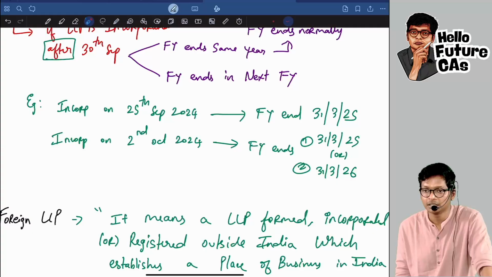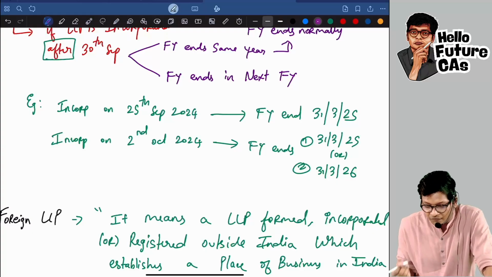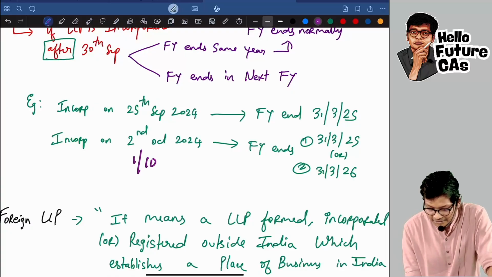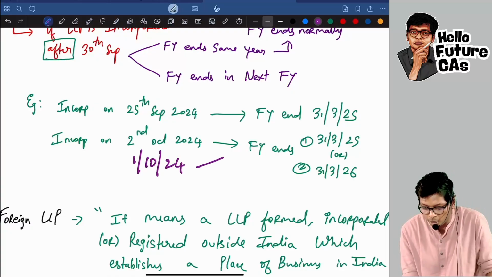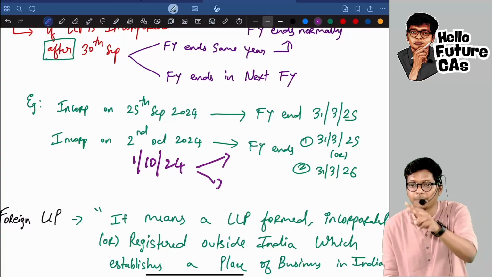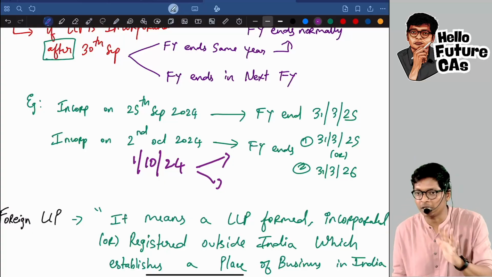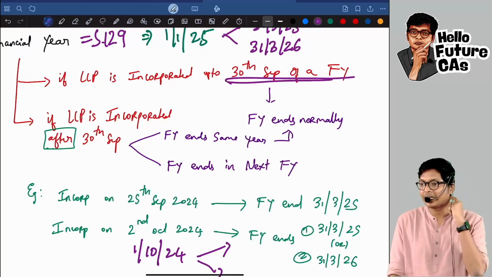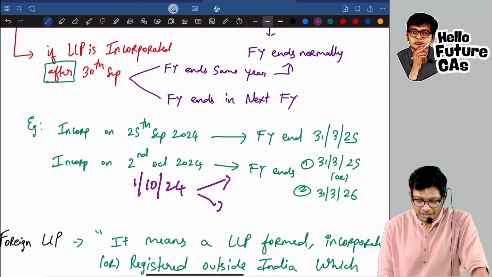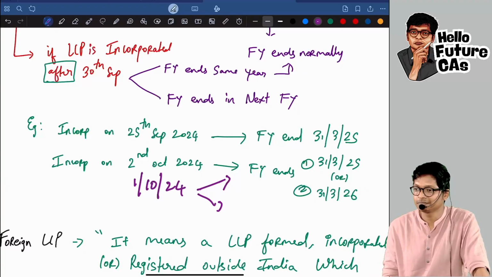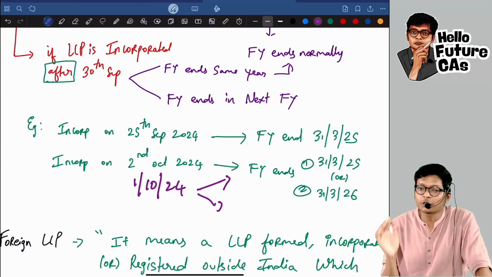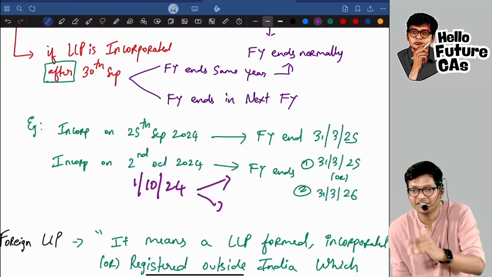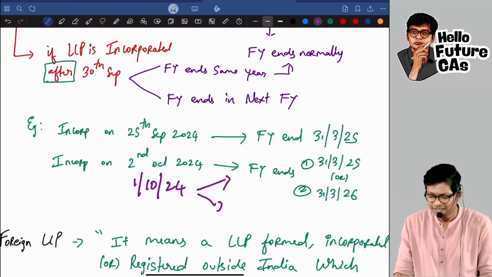Are you getting it? That means what is the cutoff date for me to exercise the option? In other words, from 1st October 24 onwards, you have the double option. But here they don't use 1st October. They use the words up to 30th September. Are you guys following, all of you? So what to remember: for a company it is 1st Jan, for an LLP it is 1st October, when the option is opening up. Are you following, guys?